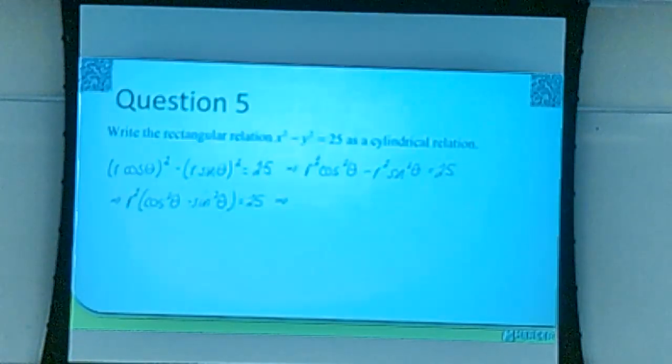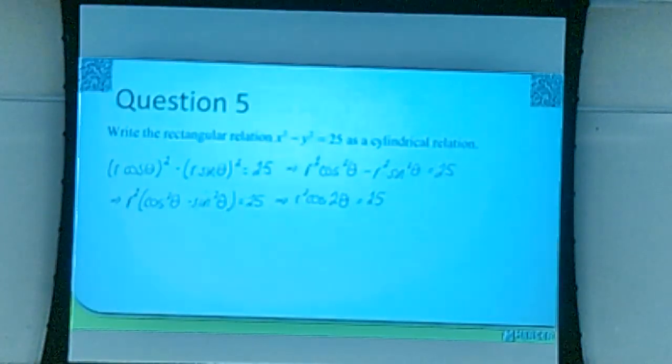What's cosine squared of theta minus sine squared of theta? Well, cosine of 2 theta. Sum is 1. R squared cosine of 2 theta is 25. That would be acceptable. That's fully simplified. However, sometimes they will ask you to write the relation in the form of r equals a function of theta and z.